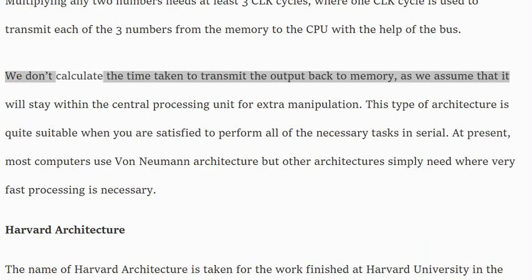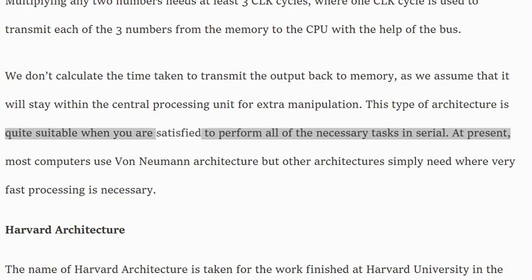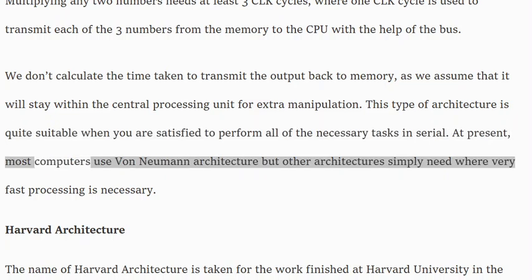We don't calculate the time taken to transmit the output back to memory, as we assume that it will stay within the central processing unit for extra manipulation. This type of architecture is quite suitable when you are satisfied to perform all of the necessary tasks in serial. At present, most computers use the von Neumann architecture, but other architectures are needed where very fast processing is necessary.